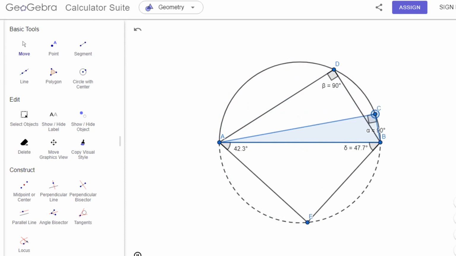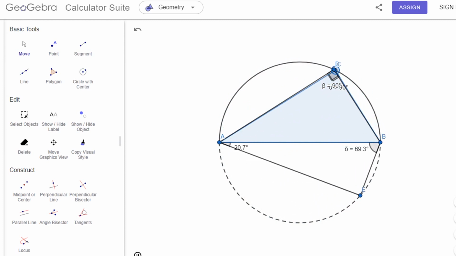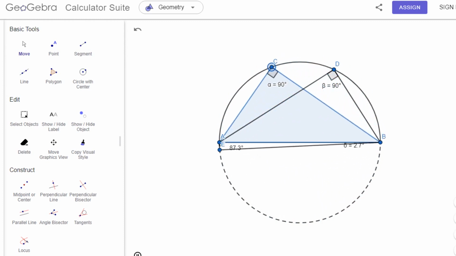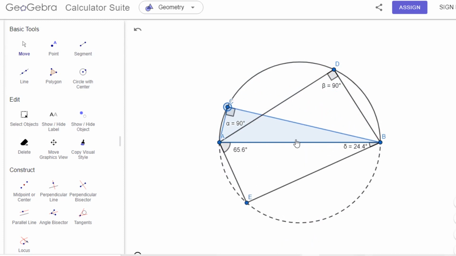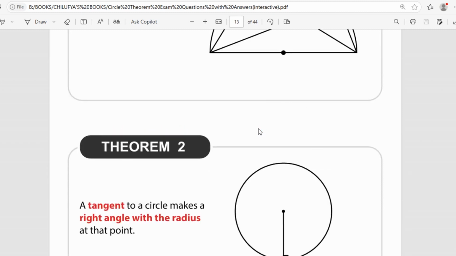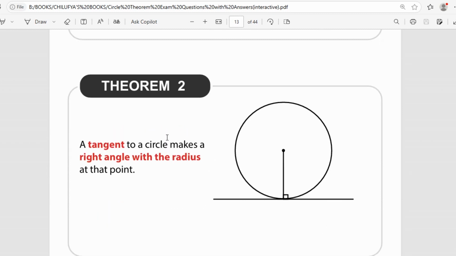Follow me into the next video where we are going to be talking about the next theorem, which turns out to be theorem 2, the tangent and the radius.